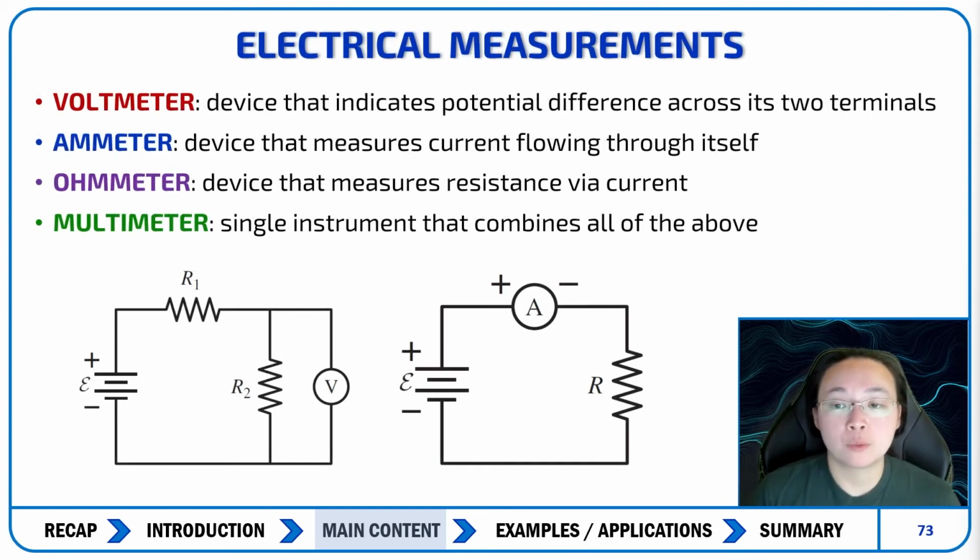Last but not least, we're going to take a look at electrical measurements. There are such things as voltmeters, ammeters, ohmmeters, and multimeters. A voltmeter is going to measure the potential difference. Ammeter, the current, ohmmeter, the resistance, and a multimeter is a single instrument that helps you calculate all of these in one device. So now we want to be able to go through a few practice problems where we're designing circuits as well as analyzing the different circuits.